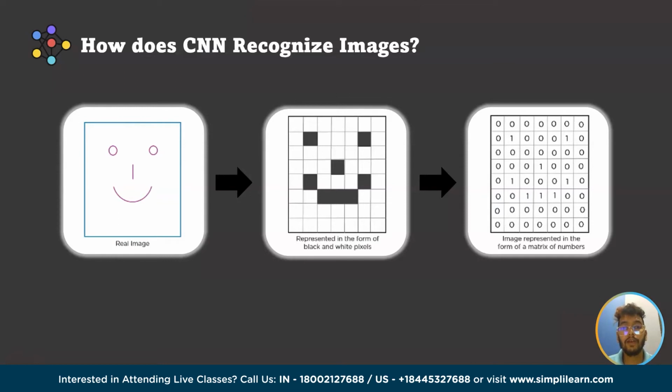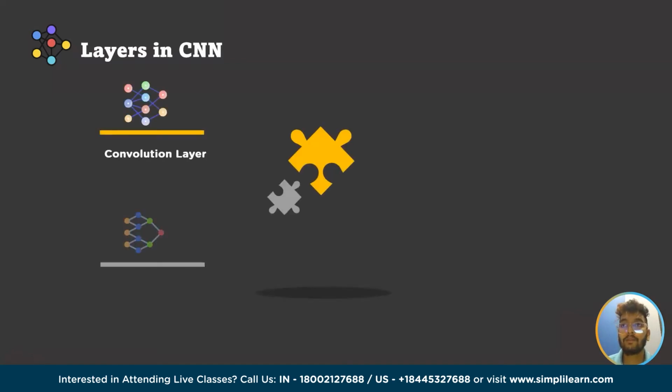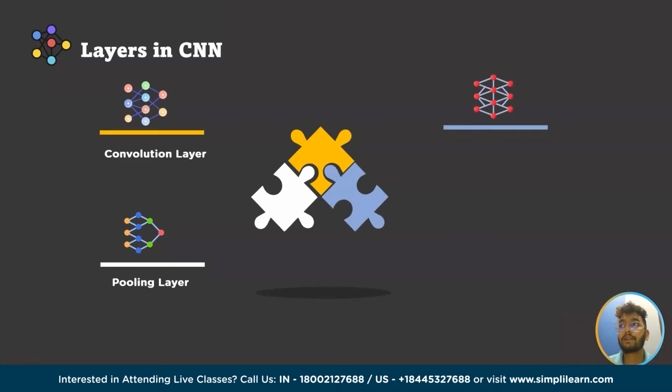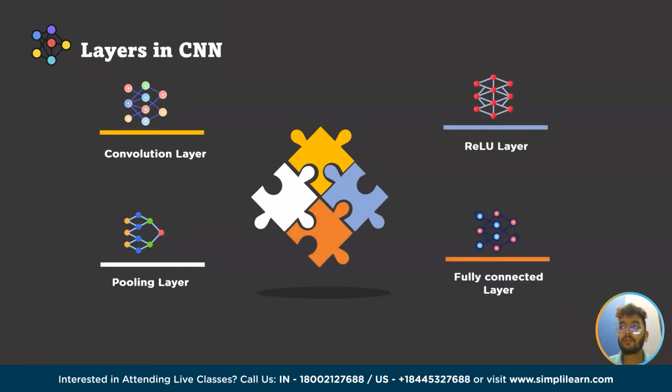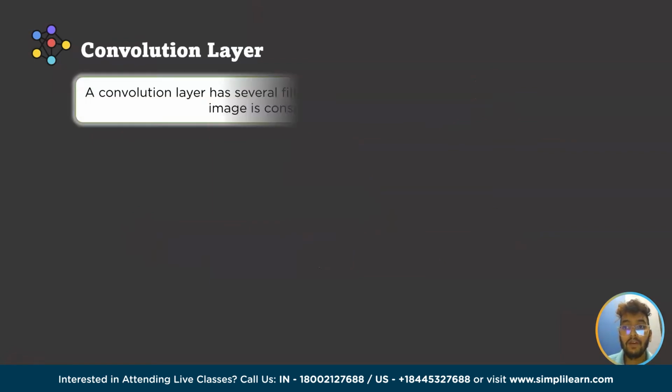Now moving forward, let's see the layers in a convolutional neural network, CNN. A convolutional neural network has multiple hidden layers that help in extracting information from an image. The four important layers in CNN are: first is the convolution layer, second is the pooling layer, third is the ReLU layer, and fourth is the fully connected layer. So now let's start with the convolution layer.